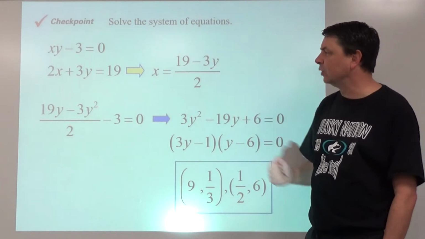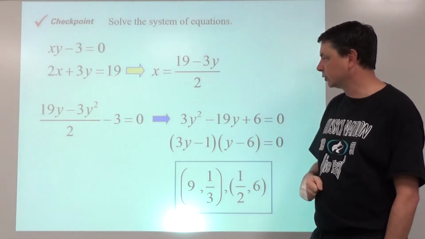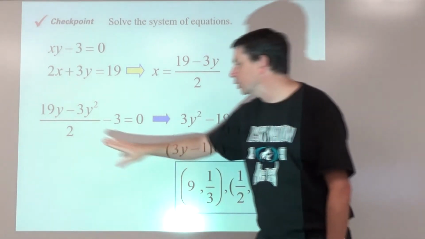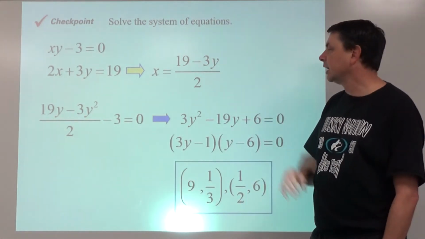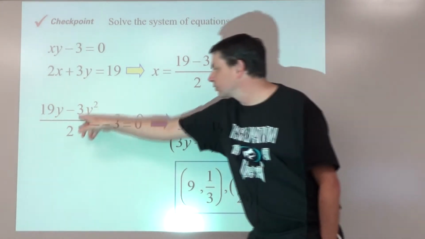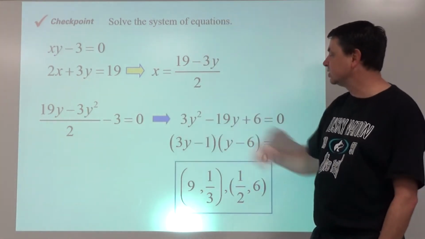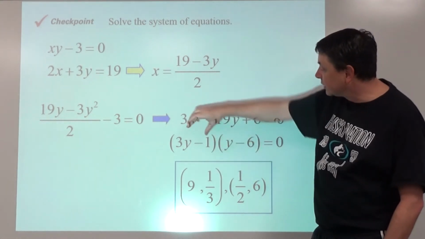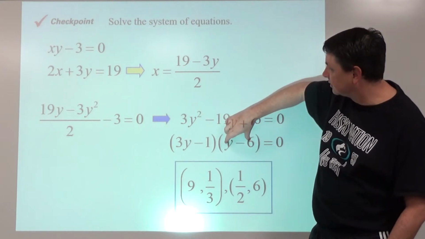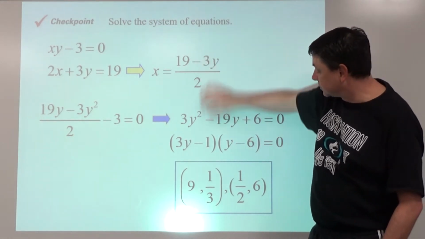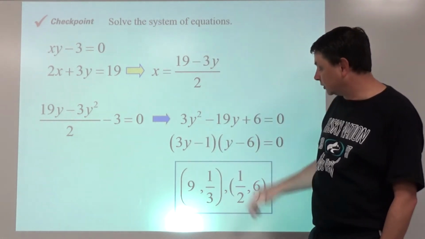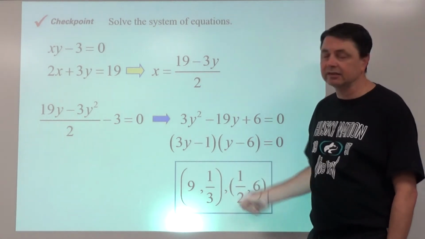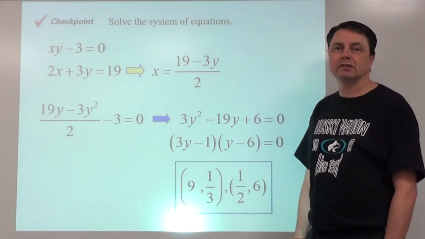So I multiplied that by the y, subtracted the 3, multiplied both sides by 2, got it equal to 0, got the negative 3y squared, moved it to the other side so it's positive. It factors nicely. We get y values of 1/3 and 6. And then if we substitute those in, 9 goes with the 1/3, 1/2 goes with the 6. We've got our two solutions.